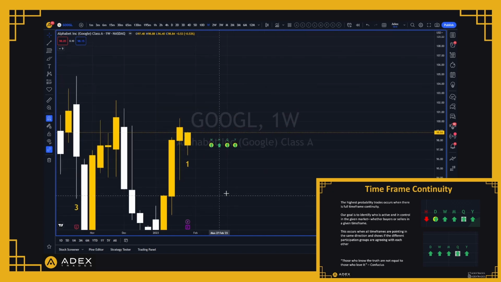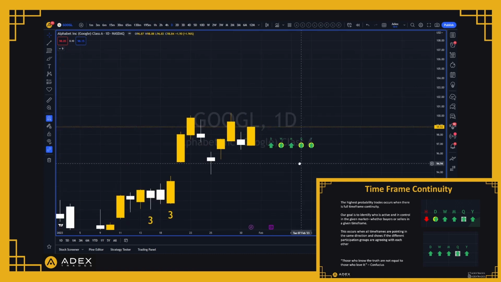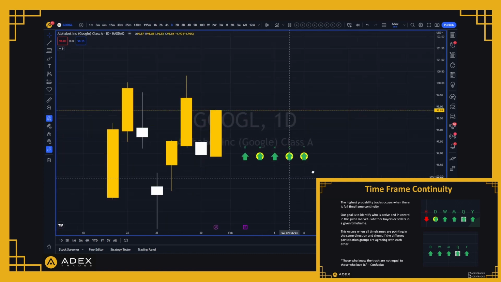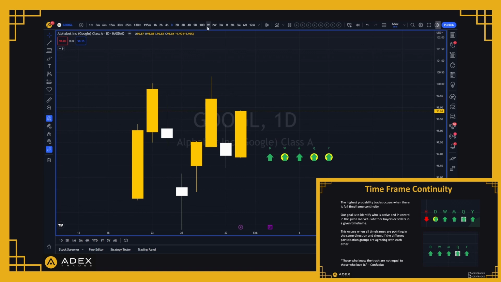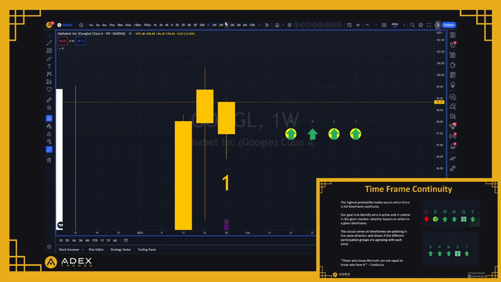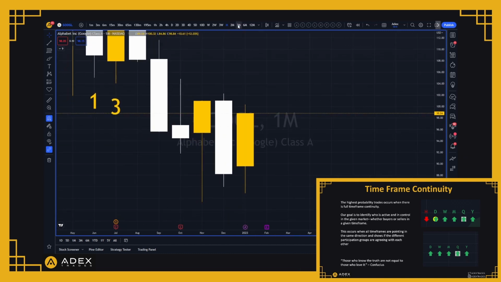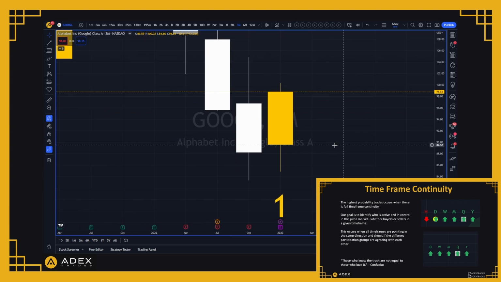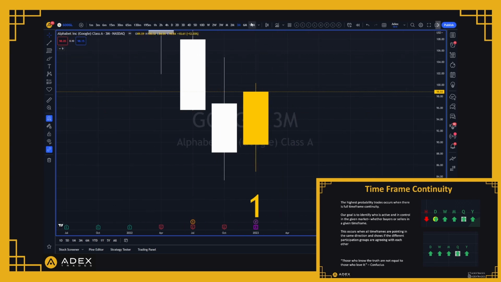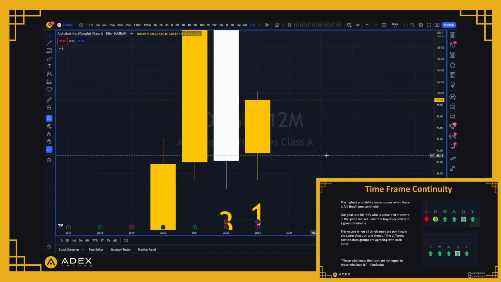Okay. All right. Google. If you go to the daily for Google, you see that we're green on the day, right? If you go on the weekly for Google, you see that we're green on the week. If you go to the monthly for Google, you see that we're green on the month. If you go to the quarterly for Google, you see that we're green on the quarter. And if you were to go to the yearly for Google, you see that we're green on the year. So what does this tell you?